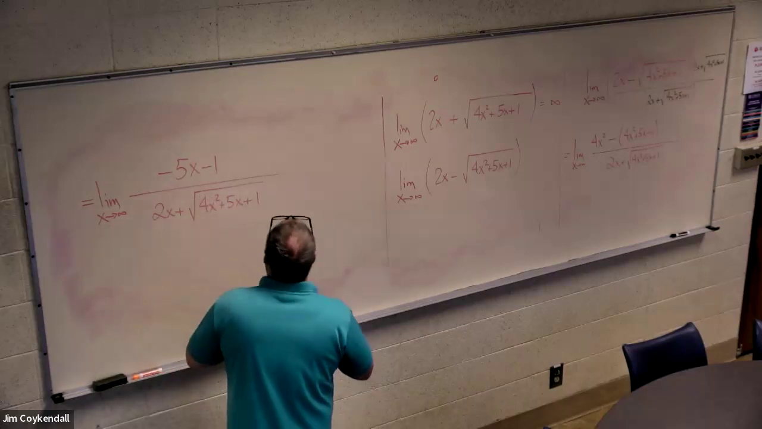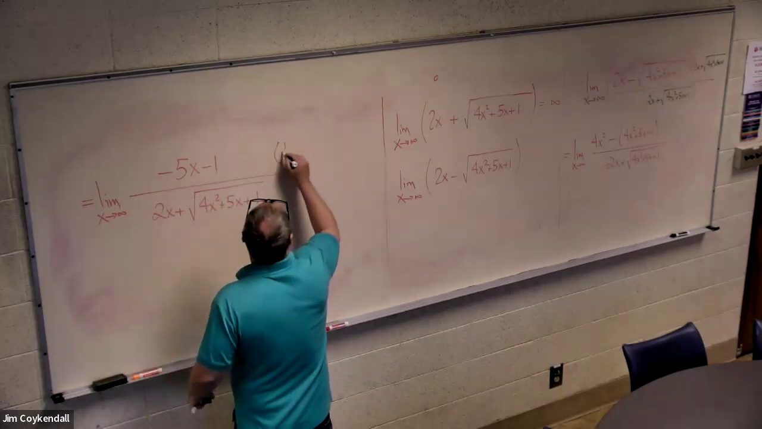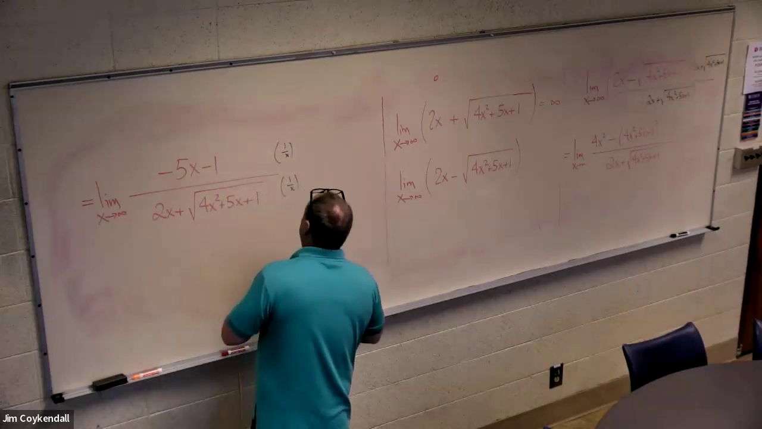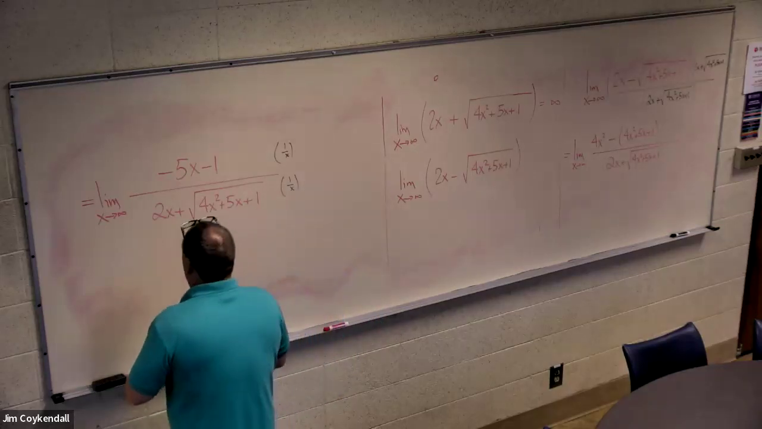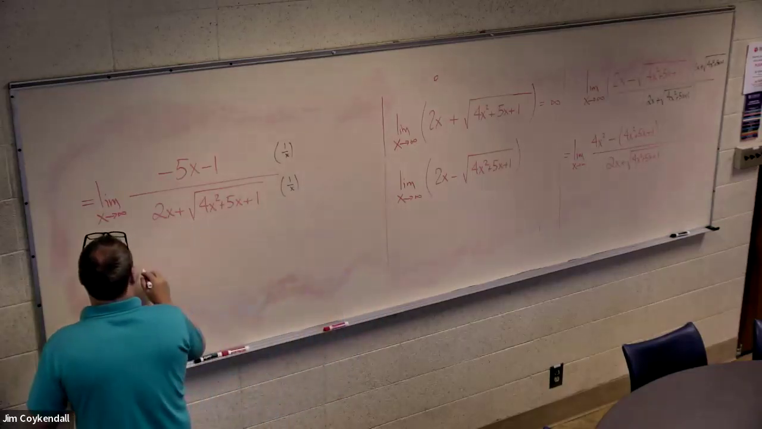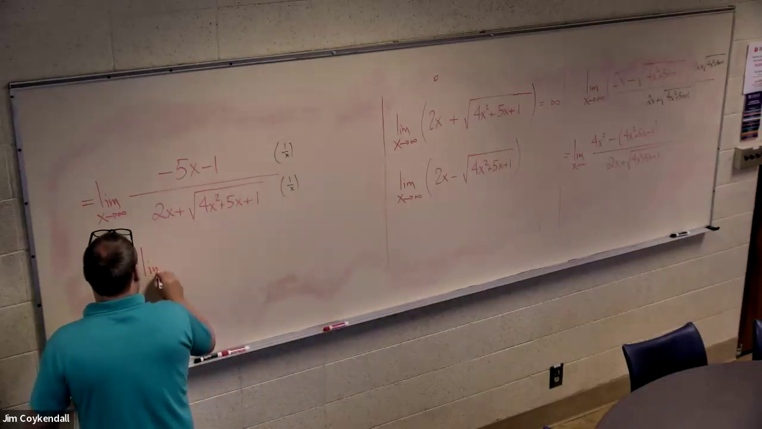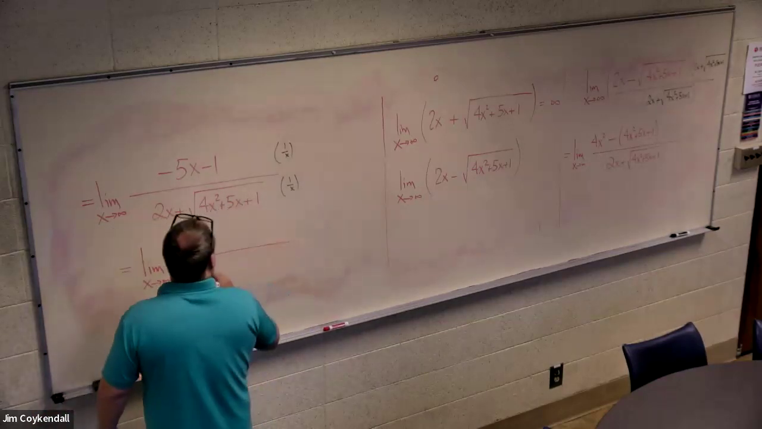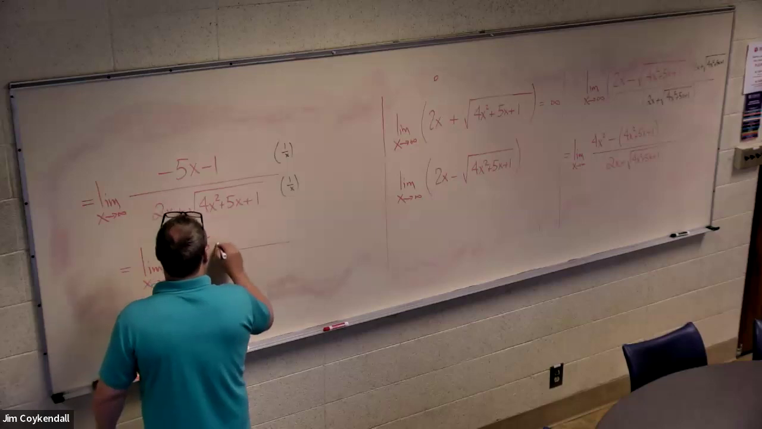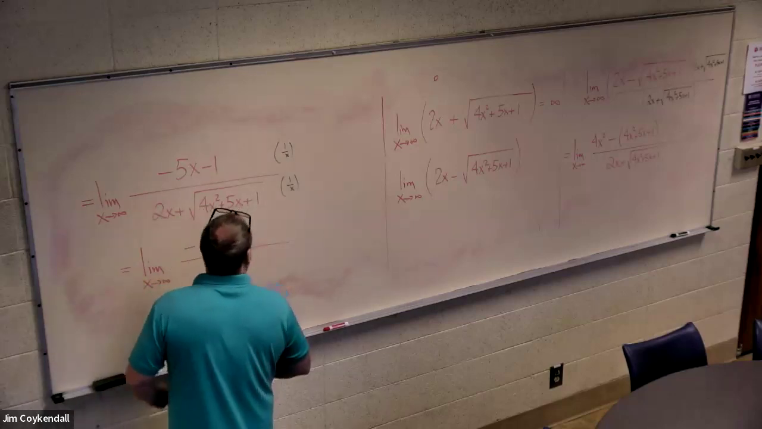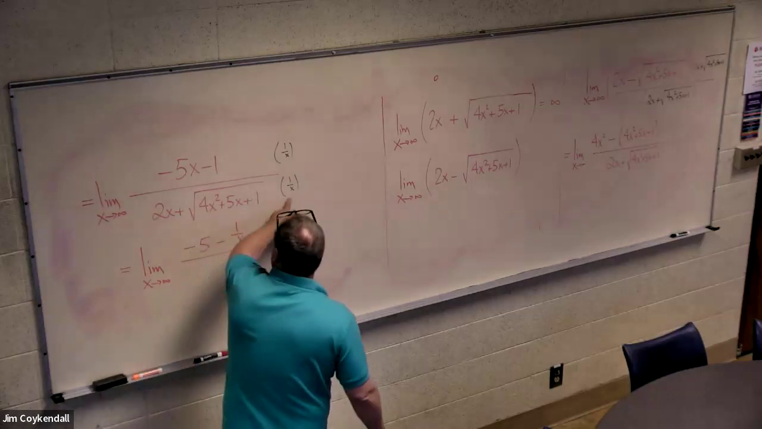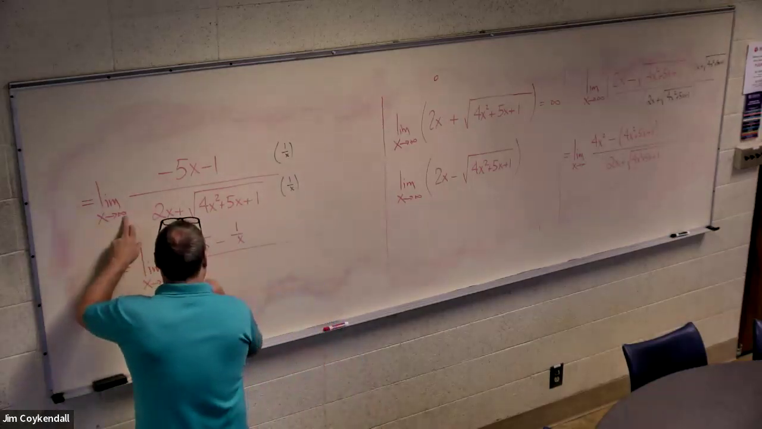I'm going to multiply top and bottom by 1 over x. This is the top power I see. And this is the limit as x goes to infinity of minus 5 minus 1 over x on top. On the bottom, this is going to be 2.